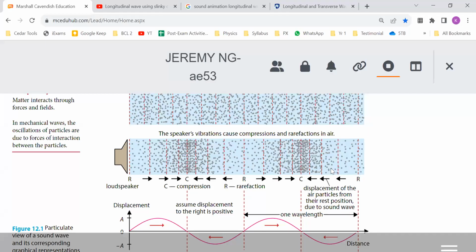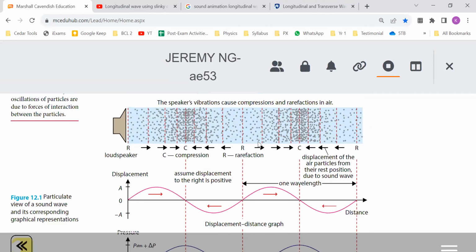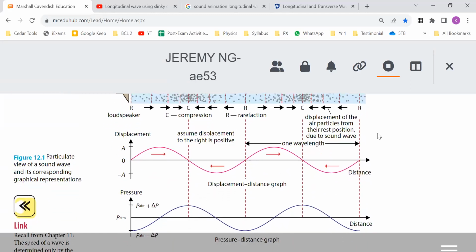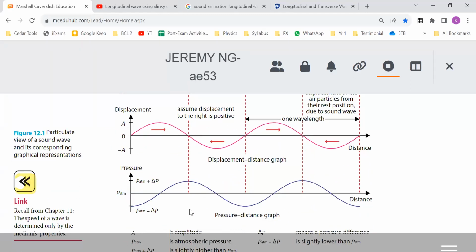If you look at a textbook, you realize that what I've covered so far is this part. I've covered the displacement-distance graph. What I have not covered is the pressure-distance graph. This pressure-distance graph is new to you. You did not have this in transverse waves.